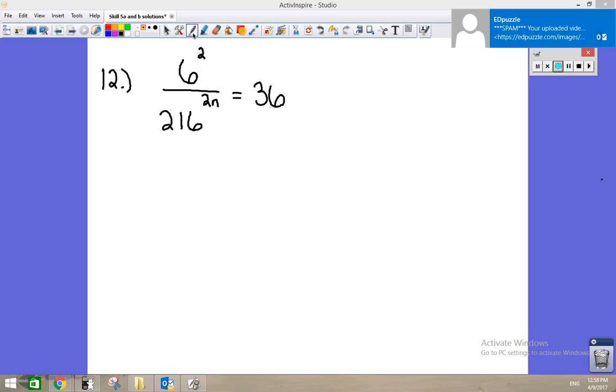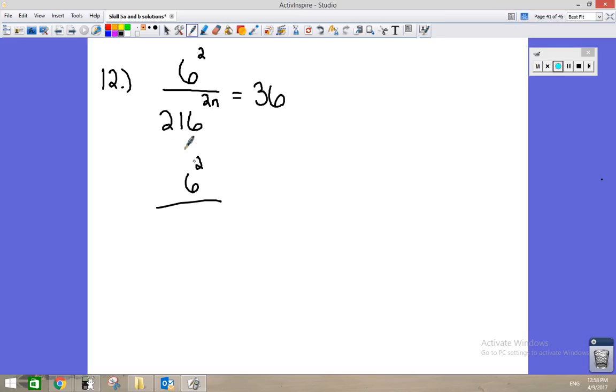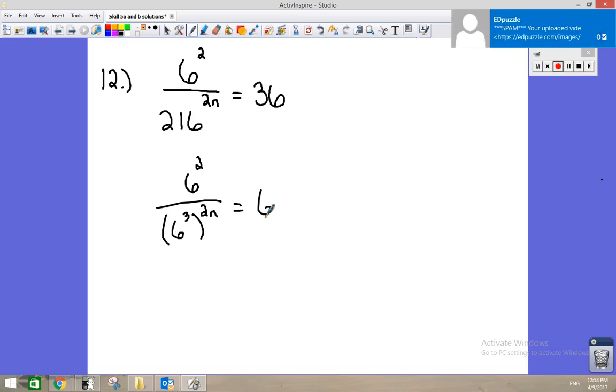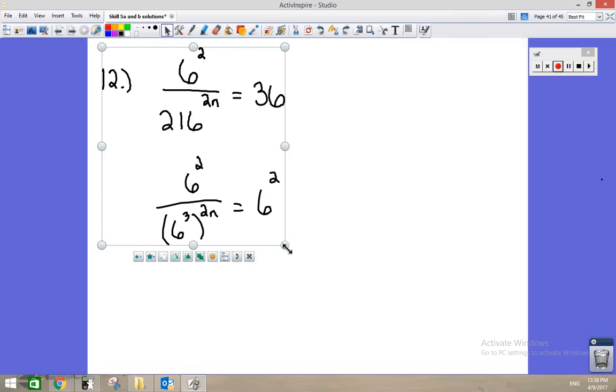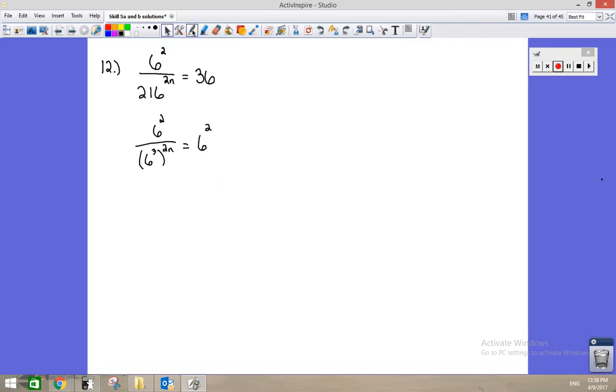So this numerator already has a base of 6, 6 squared. And 216, we've seen that that's 6 to the third power in previous videos. And 36 is 6 squared. Alright, so when I have a power to a power, I multiply the exponents together. So I have 6 squared divided by 6. Well, 3 times 2n is 6n.